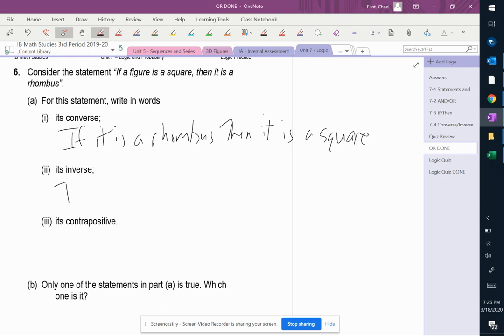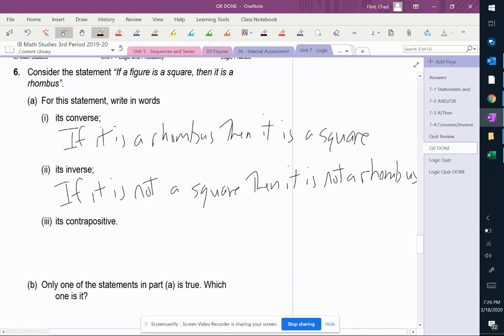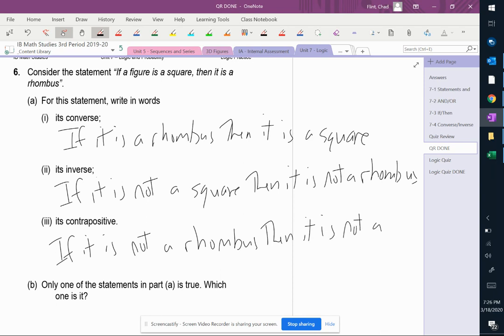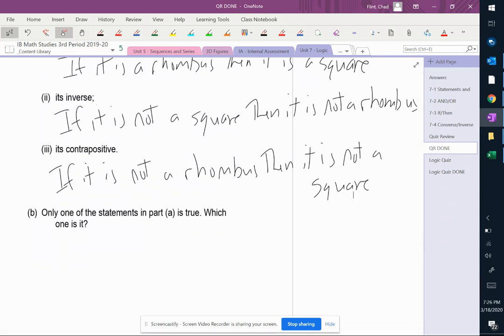That's switching them around. If it is not a square, then it is not a rhombus. That's negating them. And then if it is not a rhombus, then it is not a square. Okay, only one of the statements in part A is true.